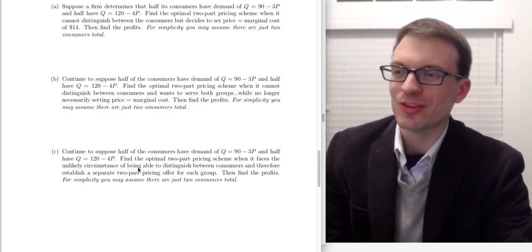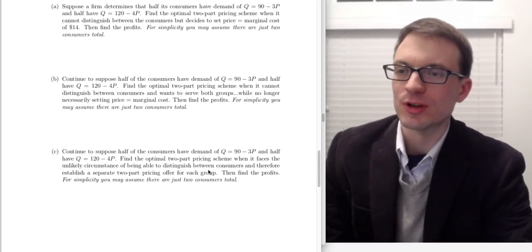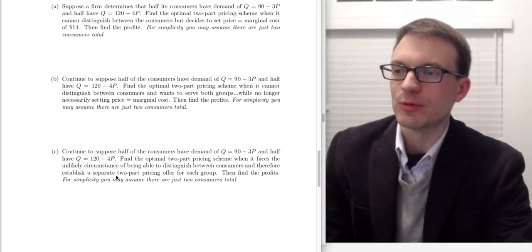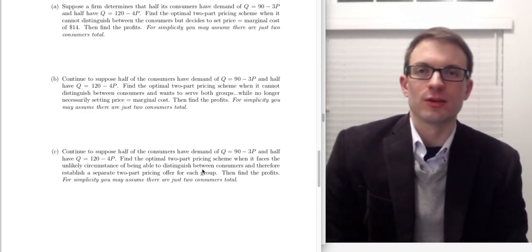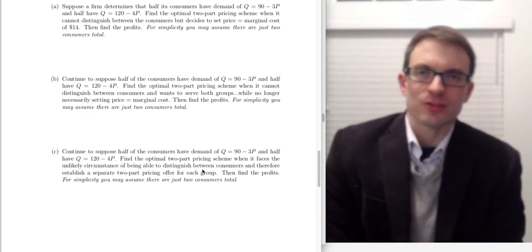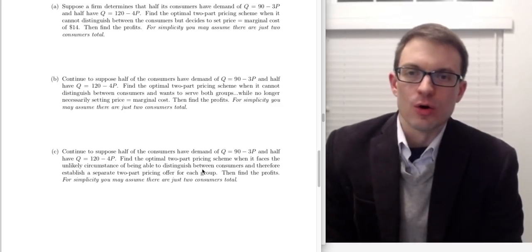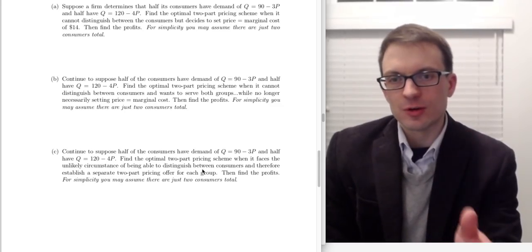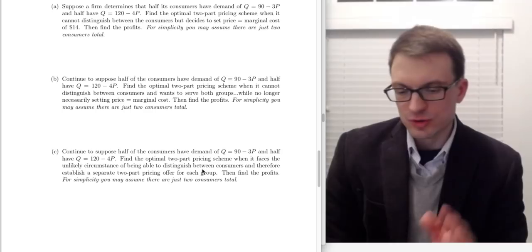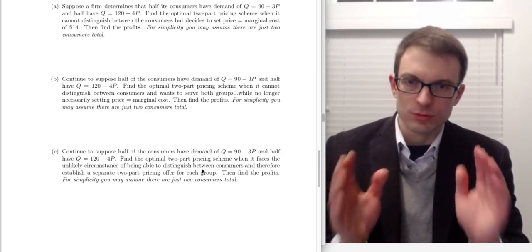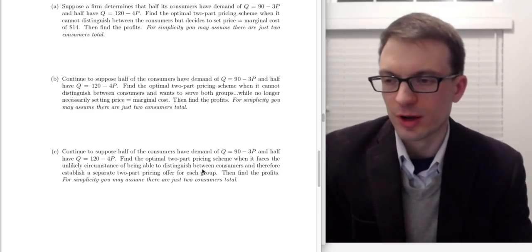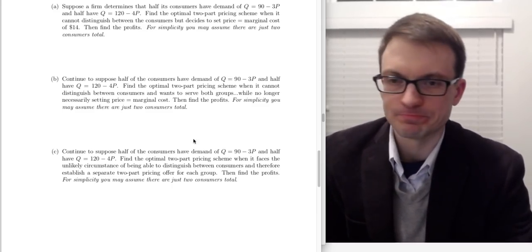And then lastly, continue to suppose we've got the same demand structure and suppose we have the unlikely circumstance where we are actually able to distinguish between consumers and therefore establish a separate two-part pricing offer for each group. So this would be like you have the same conditions as third-degree price discrimination, only now rather than just sending a single price to my two groups, students and ordinary consumers or visitors and locals, we give them their own two-part tariff offer.